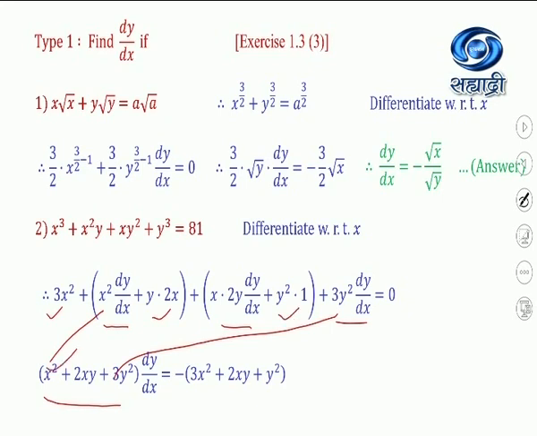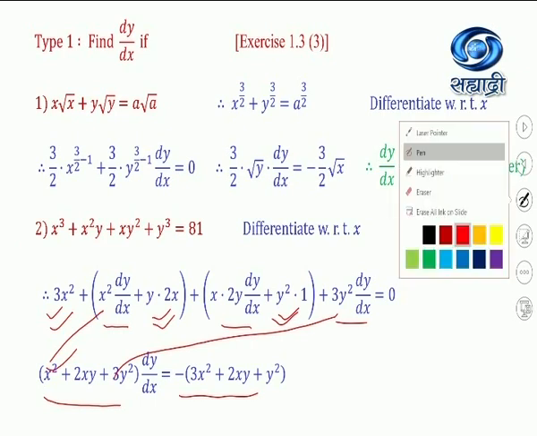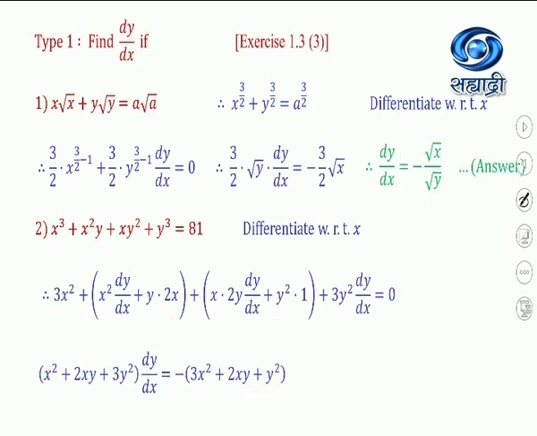All terms become negative, so I take the minus sign as common, and in bracket I write 3x², then 2xy, then y². Now what do we get? Here we get (x² + 2xy + 3y²) dy/dx = −(3x² + 2xy + y²).